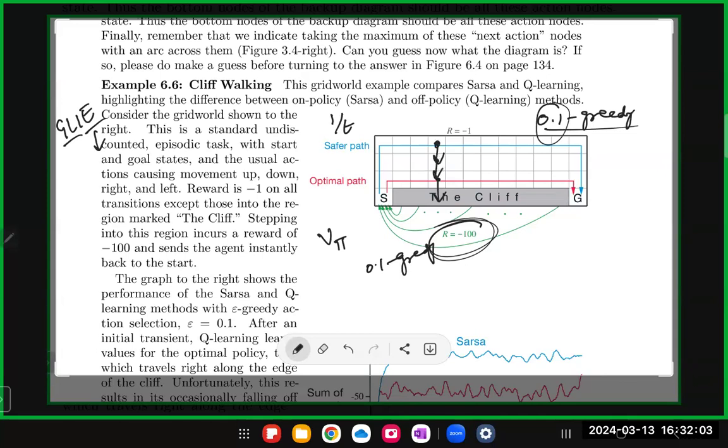It has to take an exploration step here. It has to take an exploration step here. So three times it has to take a random action for it to fall into the cliff. But if you are in the red path, just one random action will let you fall into the cliff. So the probability of falling into the cliff is much lesser for the blue path. So the probability of getting minus 100 reward is much lesser for the blue path. So the expected return for the blue path will be much higher if you follow the epsilon greedy policy.